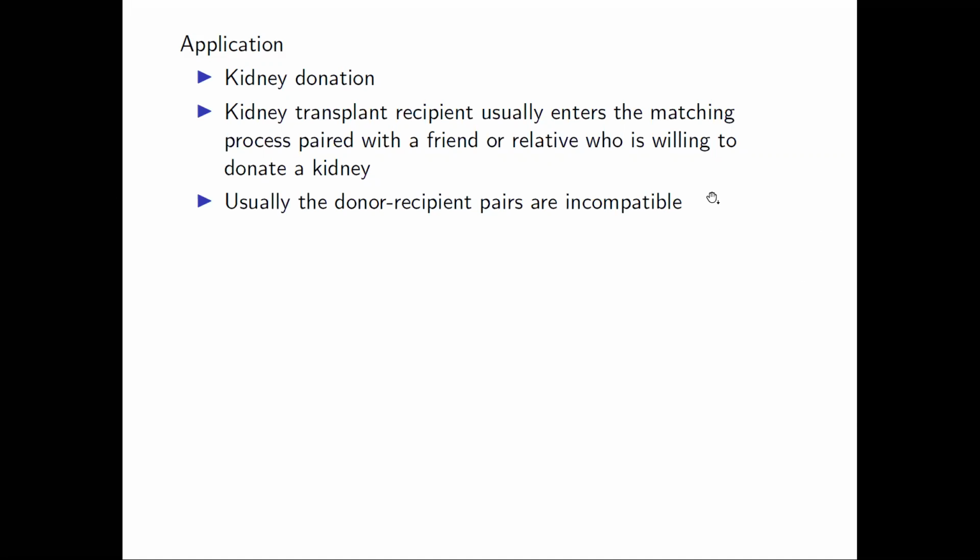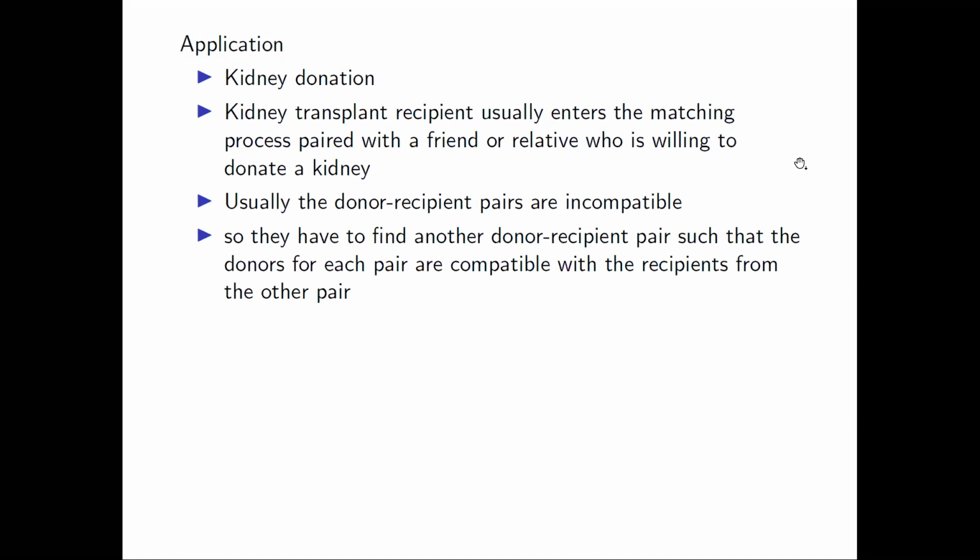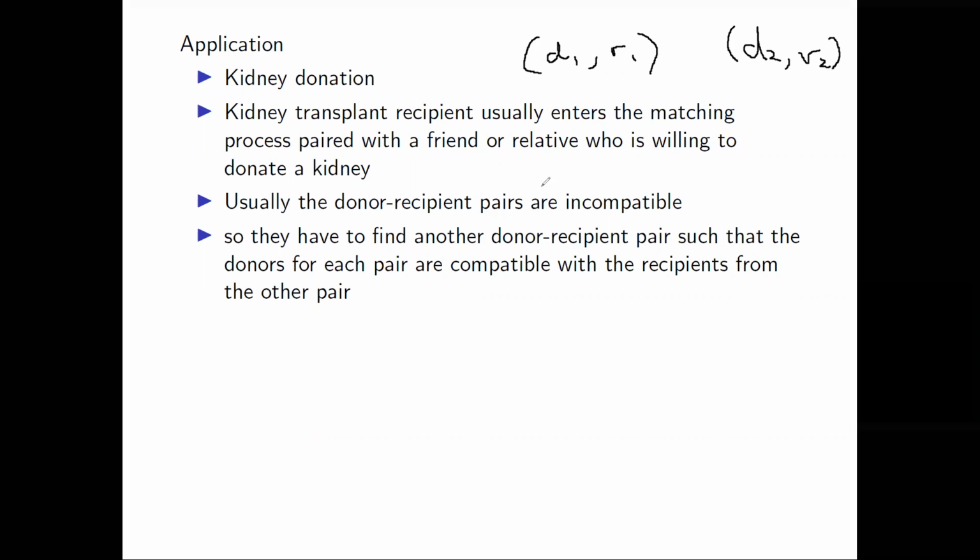And like I said, usually these pairs are incompatible. If they get really lucky, they're compatible, and then you only need to do the operation on the two of them. But if they're not compatible, you can still make it work. And how it works is they have to find another pair with a donor and a recipient. And the requirement, so we can think about it like we have a pair, a D1 and R1, donor 1, recipient 1. And we have a D2 and an R2, donor 2 and recipient 2.